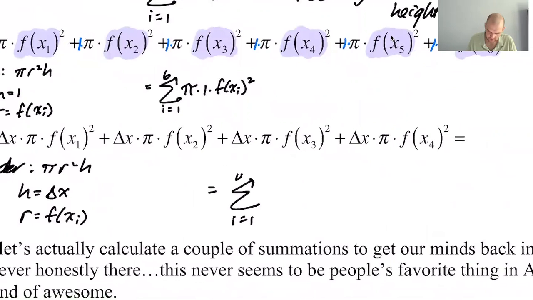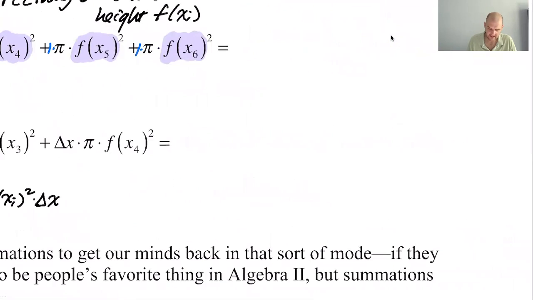So from 1 to 4 of pi f of x sub i squared delta x. I put it in the order pi r squared h. This last one I did pi h r squared. It's kind of weird, but you've got to multiply by 1 eventually. I think that would work.